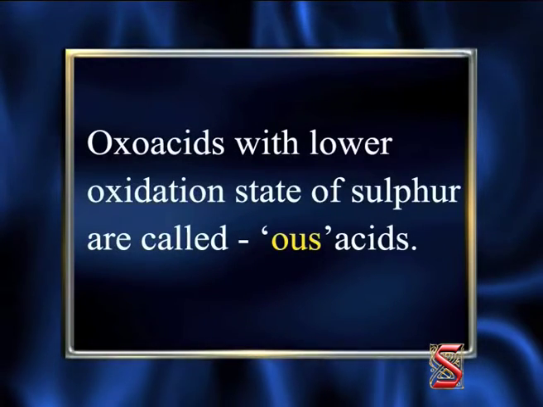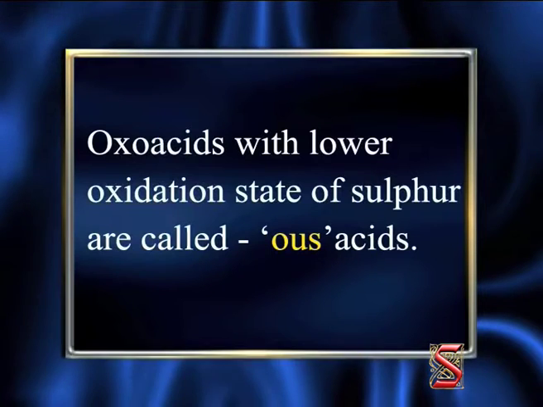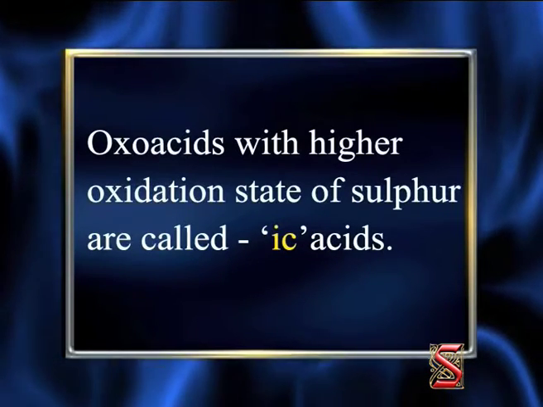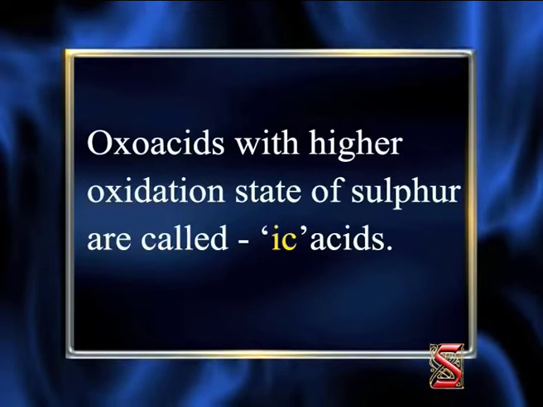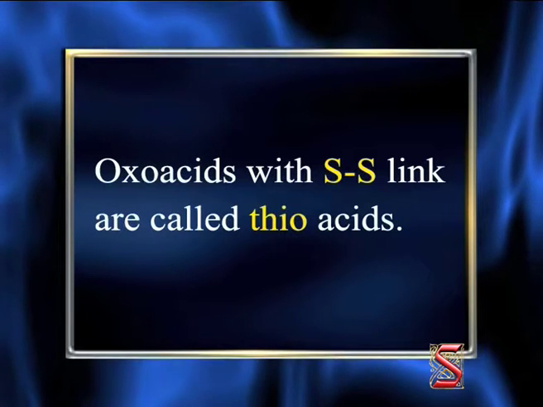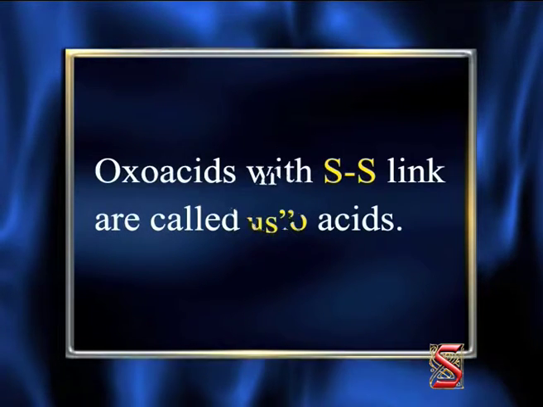Now we shall study oxo acids of sulphur. Many oxo acids of sulphur are known as anions and salts. The oxo anions have strong pi bonds which prevent polymerization. Oxo acids with lower oxidation state of sulphur are called -ous acids. Oxo acids with higher oxidation state of sulphur are called -ic acids. Oxo acids with S-S link are called thio acids.